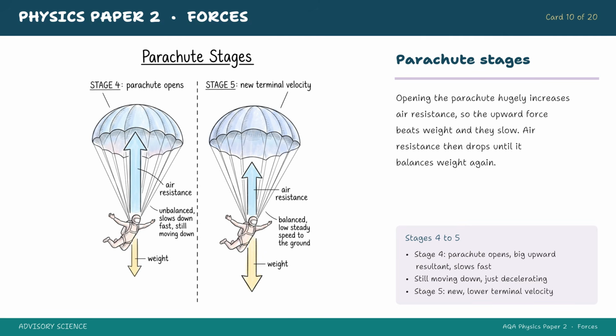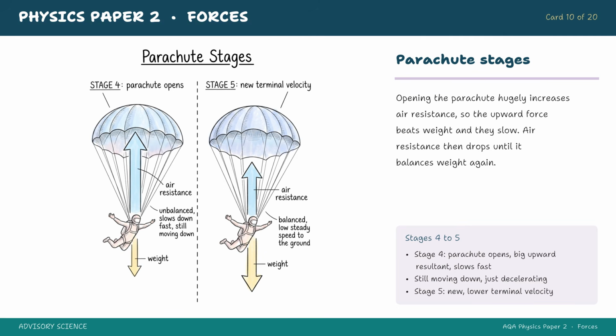Because the big resultant force now points upwards, the skydiver slows down really quickly. A mistake that students do make is saying that the skydiver moves upward into the sky. They're still moving in the downward direction, but they're just decelerating rapidly.